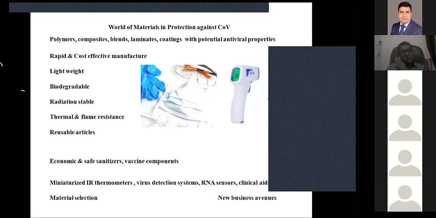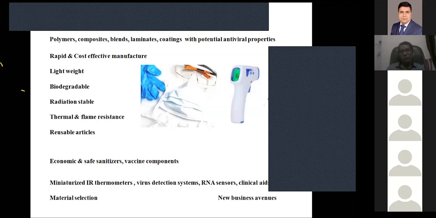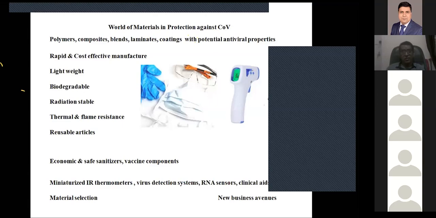Moreover, material selection is a very important aspect of the development of PPE kits, sensors, clinical aids, or thermometers. Commonly, polymeric materials are very versatile. They can be transformed into compressed molds or shapes, as well as into thin films, thin laminates, or packaging.